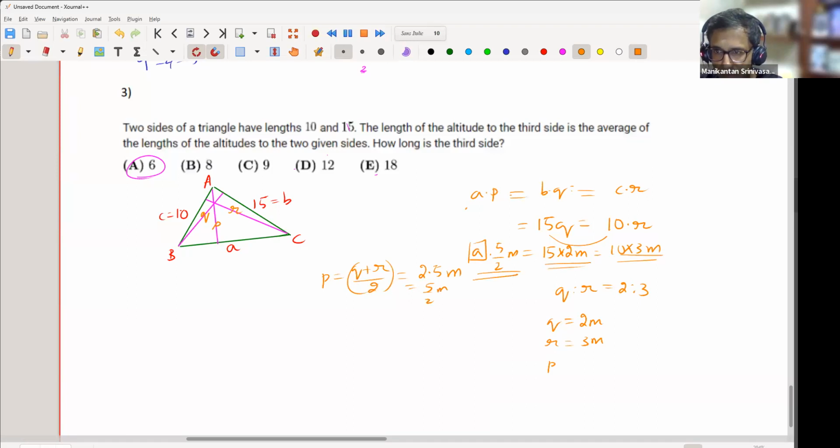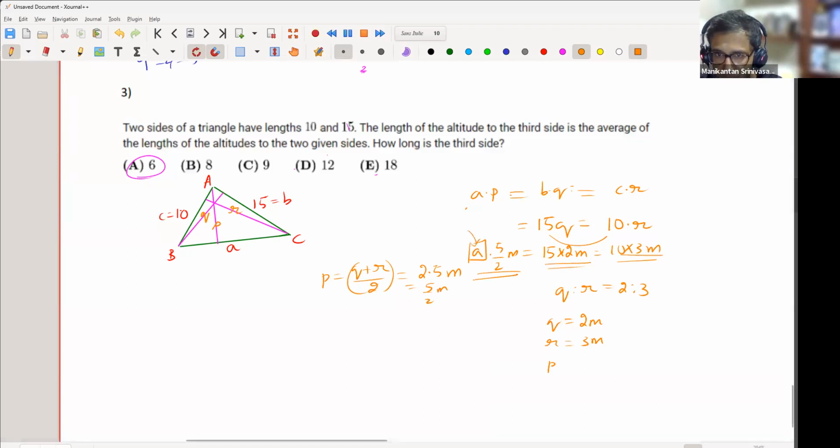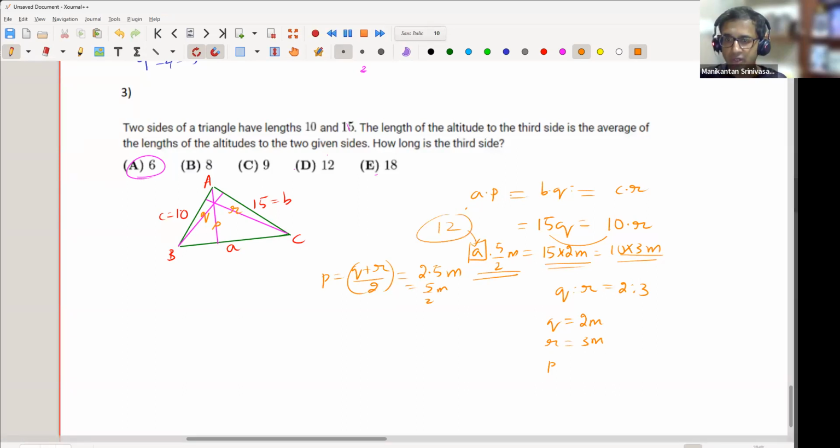For it to be 30m, maybe you made one small silly mistake, looks like Apurva. It should be 12, not 6. Maybe you missed a 2 somewhere. So 12 times 5 by 2 will give the same 30. Yeah, makes sense? But the method is clear, guys.